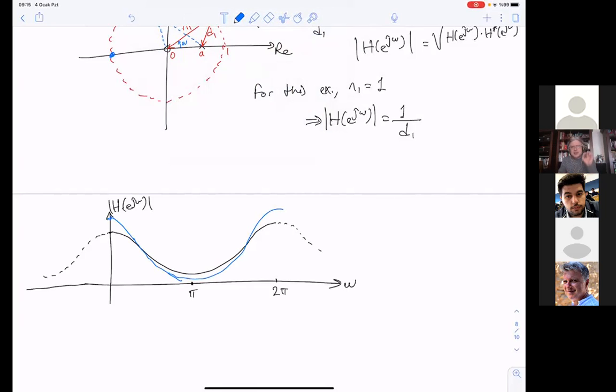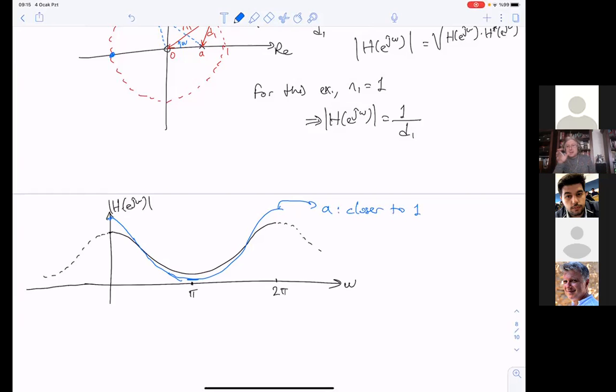So at 0 frequencies, the distance from A to 1 will be smaller, so it will be a smaller thing in the denominator. Therefore, the magnitude of h of e to the j omega will be even larger. And similarly, since A is closer to 1, its distance to the -1 crossing point will be larger. Therefore, 1 over that larger number will correspond to a smaller value here. So this will be smaller for the blue case, and this will be larger for the blue case. This is the A closer to 1 case.